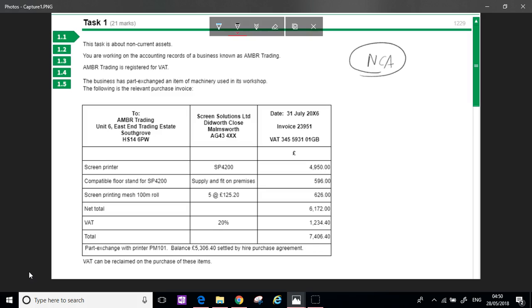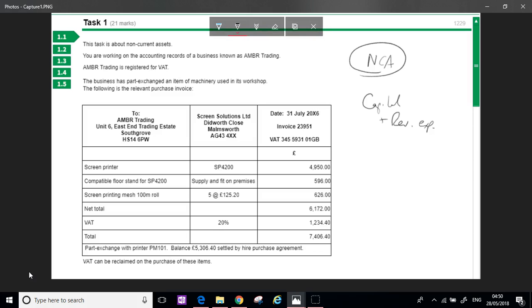Please read the question. What they're trying to do here is record the purchase of a new asset, and also record the disposal of an asset. So they give you some information, and what you have here is the screen printer that you're picking up. Now, this chapter really is about a mixture of two chapters: filling in the non-current asset register, but also this discussion we had about capital and revenue expenditure.